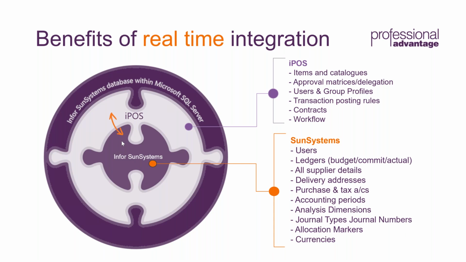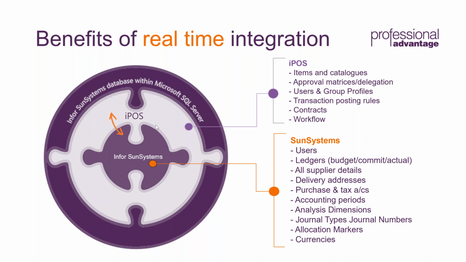It works alongside Sun Systems, and data that sits within Sun, within the SQL environment, such as ledgers, all your supplier details, addresses, contact information, P&L accounts, and most importantly, things like analysis dimensions for things like departments, scheme codes, properties, those sort of things are all held within Sun and read directly, so you don't have to duplicate them, and we just pick them up immediately.